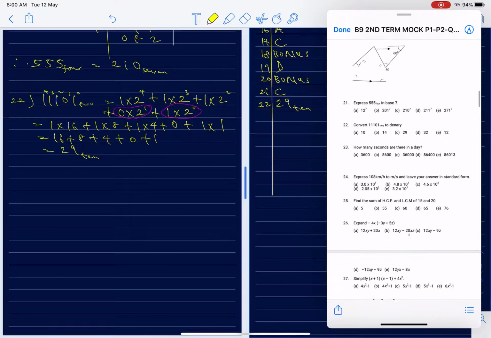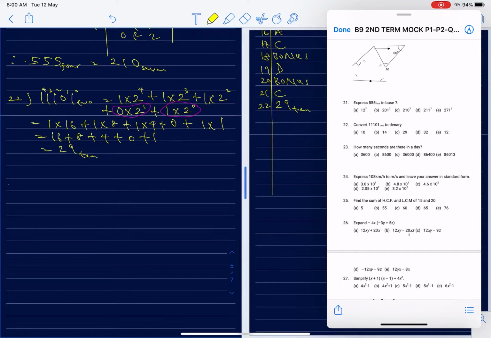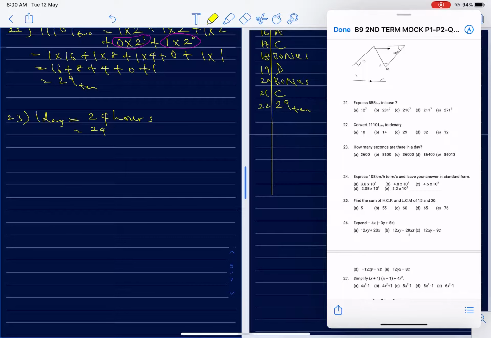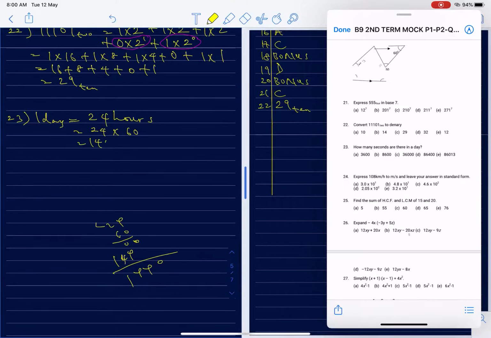Let's go to 23. How many seconds are there in a day? That's another piece of cake. 1 day is 24 hours, and that's the same as 24 times 60 minutes. What's that? 24 times 6 is 144, so that's 1,440 minutes. And now to seconds, we multiply by another 60.